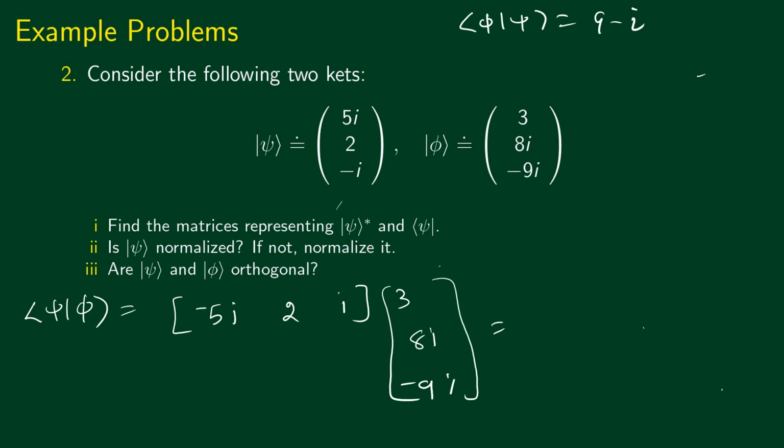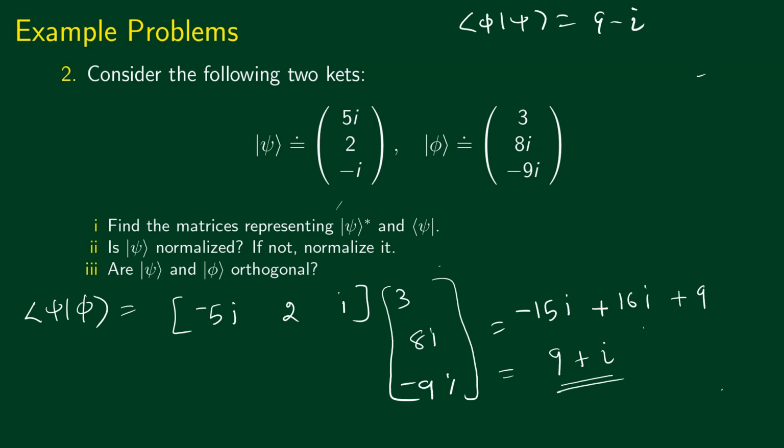Minus 5i multiplied by 3 is minus 15i, plus 16i. All right? And I multiplied by minus 9i is plus 9. What do I get? I get here 9 plus i, because 16 minus 15 is 1. So it's 9 plus i.